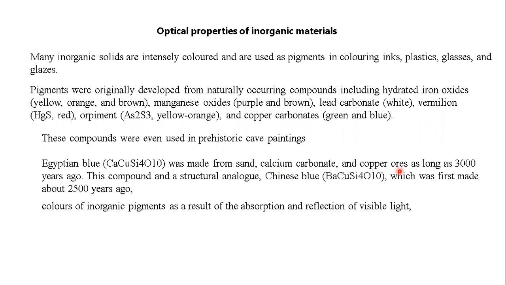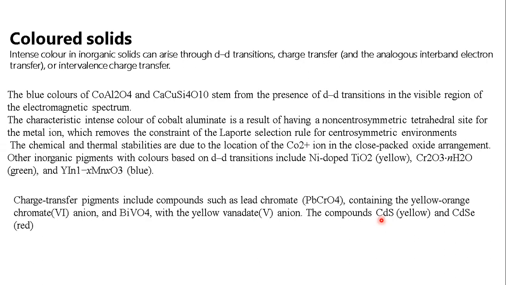And 2500 years ago, another was produced in the lab, that is called Chinese blue. That is also silica, but doped with barium and copper. Now, I have already told you that inorganic pigments are a result of absorption and reflection of visible light. So it has to be in the visible light region. If it is not in the visible light region, we cannot see any color. Okay, now let us go into a little more detail on these things.